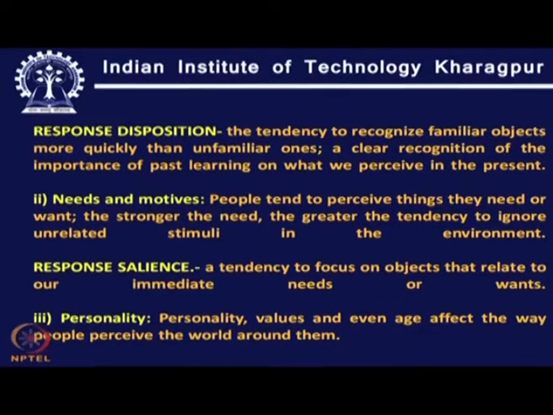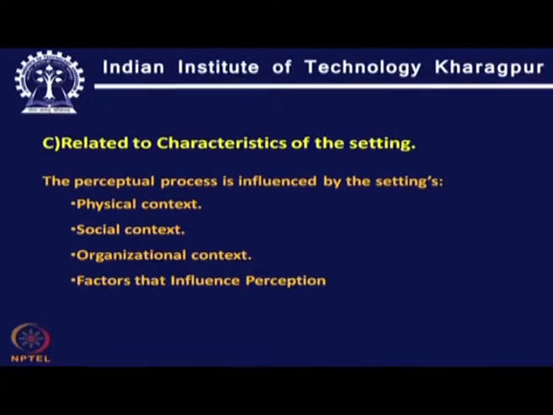Next comes personality, where personality, values and even age affect the way people perceive the world around them. When we are talking of personality, if we remember, we have already discussed some dispositional affective patterns, like positive affectivity and negative affectivity, and this affectivity colors the way people interpret objects around them. This is the general tendency to see the world either through a positive lens or through a negative lens, and people differ in their ways of interpreting things based on these affectivities.